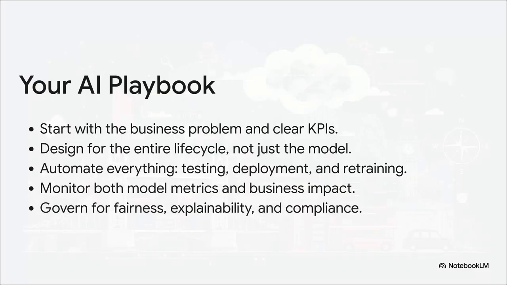Okay, so let's pull it all together. What are the key takeaways from this entire playbook? If you remember anything, remember these 5 plays. 1. Start with a real business problem and clear KPIs. 2. Design for the entire lifecycle, not just for a model in a notebook. 3. Automate everything. Your testing, your deployment, your retraining. 4. Monitor both your model metrics and your business impact. And 5. Govern for fairness, explainability, and compliance.